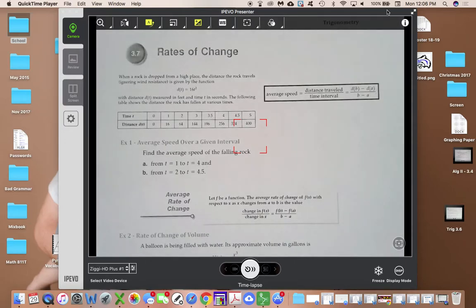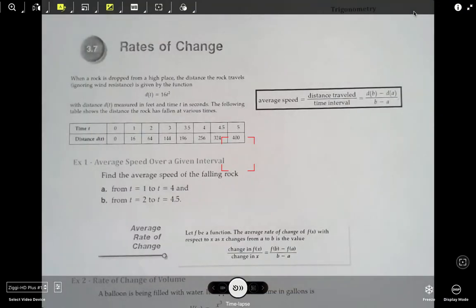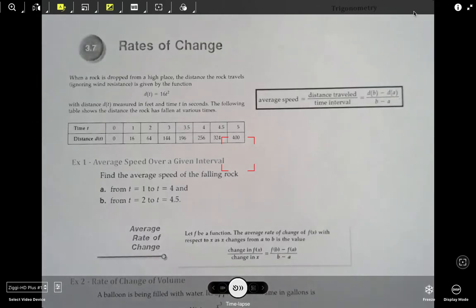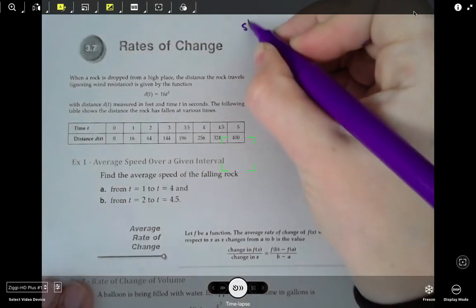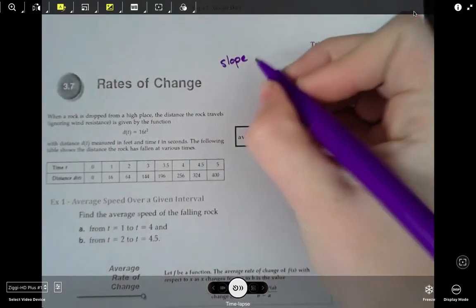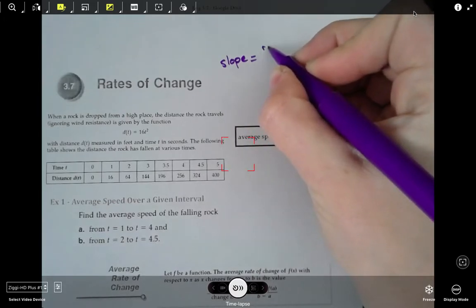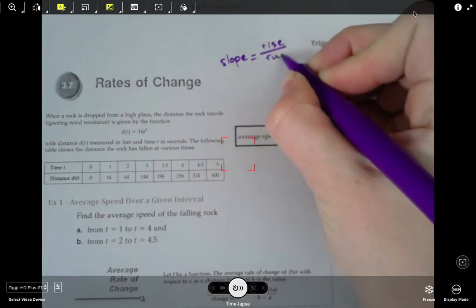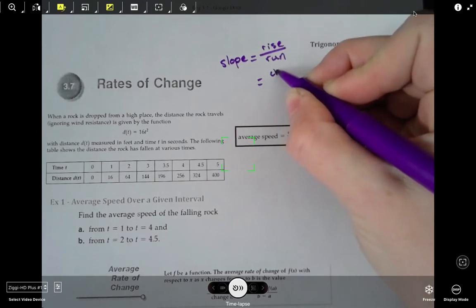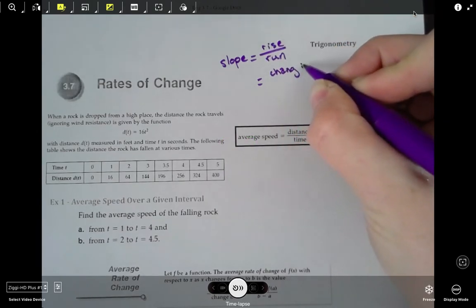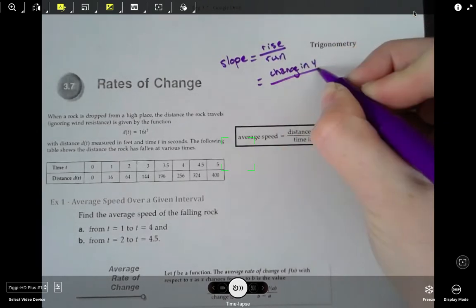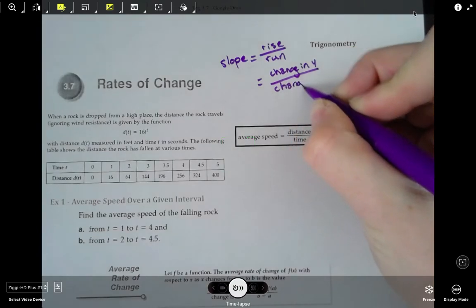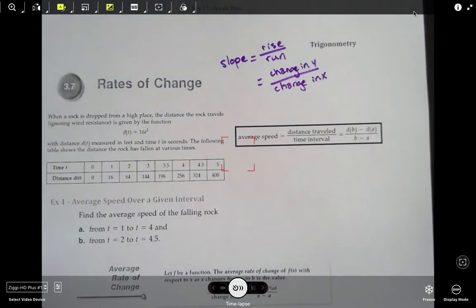This is Trig 3.7, rates of change. Rates of change are exactly what a slope is. Basically, when you do slope, you're doing rate of change. You're doing the rise over the run, or basically the change in y over the change in x. That's exactly what you're doing for slope. So we're kind of trying to figure out slope here.